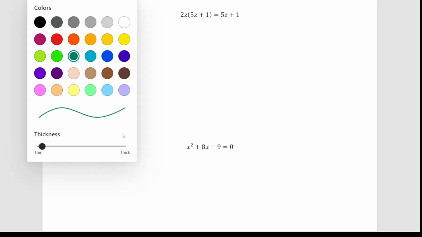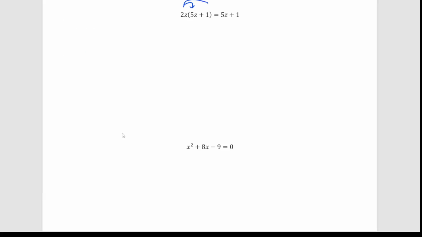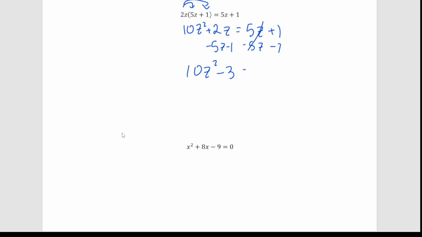So for this first one, this looks like it's got to be factored again. So 2z times 5z is going to get us 10z squared. 2z times 1 will give us plus 2z. And then drop down the 5z, drop down the 1. I'm going to subtract 5z and subtract 1 from both sides. So then I end up with 10z squared minus 3z minus 1 is equal to 0.